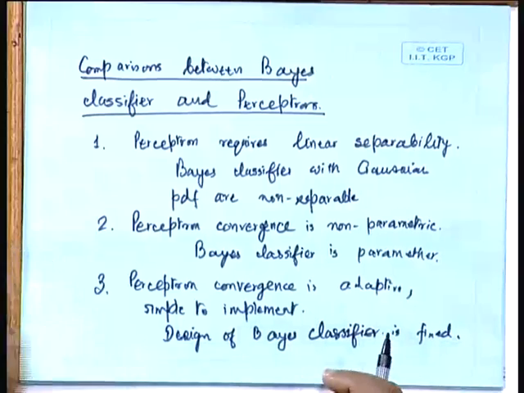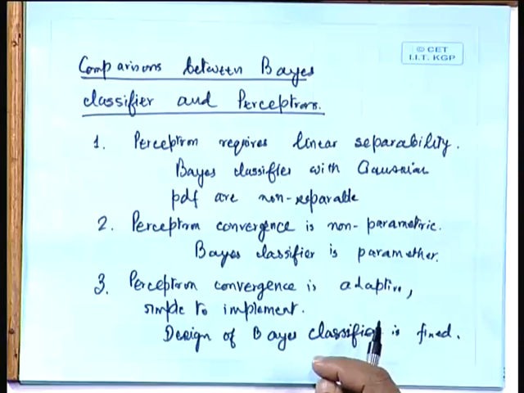You can make it adaptive when its statistics changes, but then you have to have a very large memory to track its statistical behavior. That means you have to track mu1, mu2, and the covariance matrix variations. Unless you do that, you cannot make the Bayes classifier adaptive. So, these are some of the dissimilarities that exist.